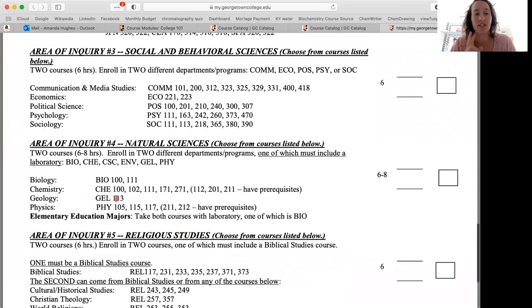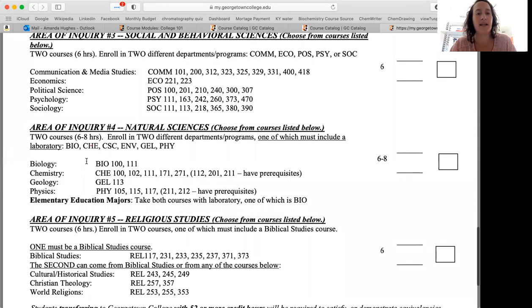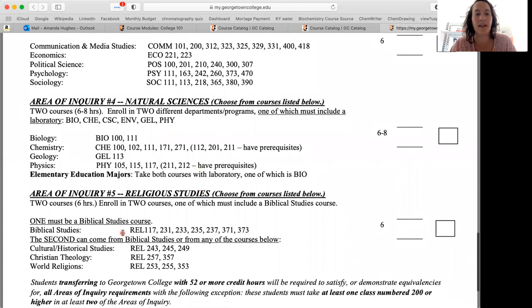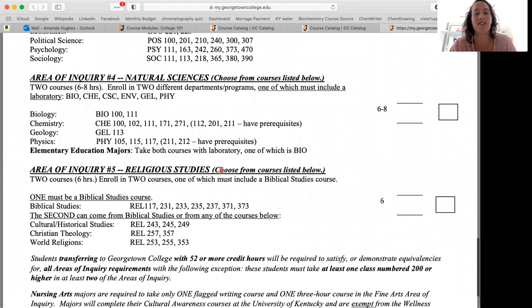So again, you have to take 2 courses in 2 different departments. So you could take maybe Biology 100, which has a lab, and then you could take my Chem 102 course that doesn't have a lab associated with it. Or you could take Geology 113. I'm not sure if that has a lab or not. The course catalog will say for sure if it does. And Physics 105, right? So 2 different courses from 2 different departments. That satisfies area of inquiry number 4. Area of inquiry number 5 is religious studies.